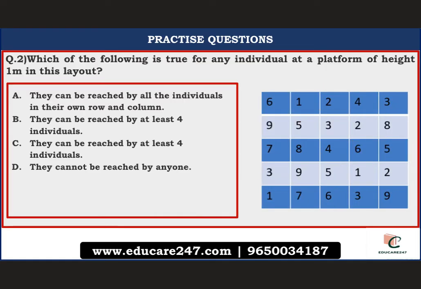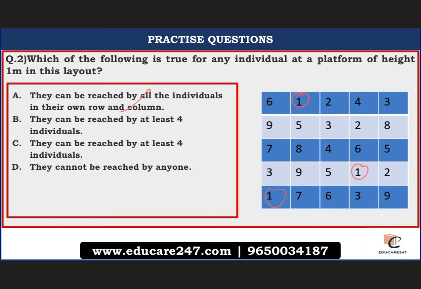Let us have a look at question number 2. This is one of the easiest questions of this set. Which one of the following is true for any individual at a platform of height 1 meter in this layout? All right, so where are the 1 meter layouts over here? These individuals are 1 meter, height of 1 meter, right. So option A, they can be reached by all individuals in their own row and column, definitely false. We have already seen that 1 is the lowest height, so how can you reach from a bigger height to lower height when in the rules they have said that you can only move from a lower height to higher height, right. So no one can reach 1.